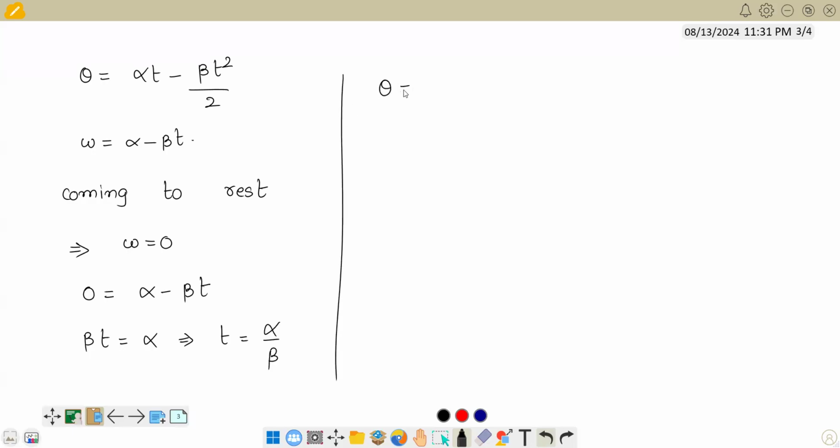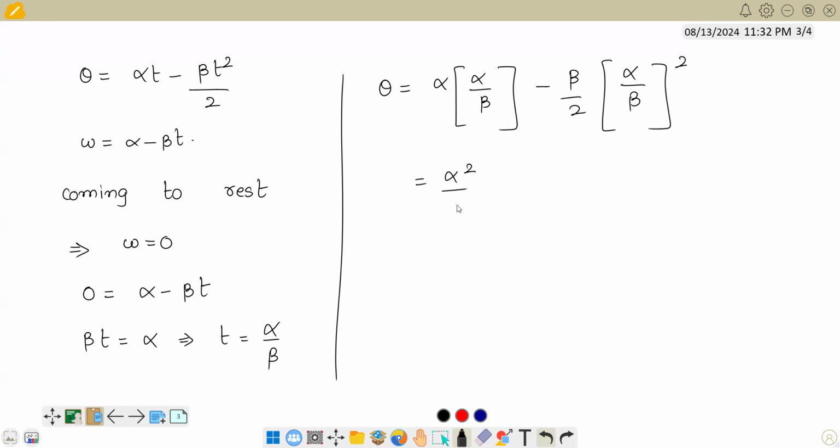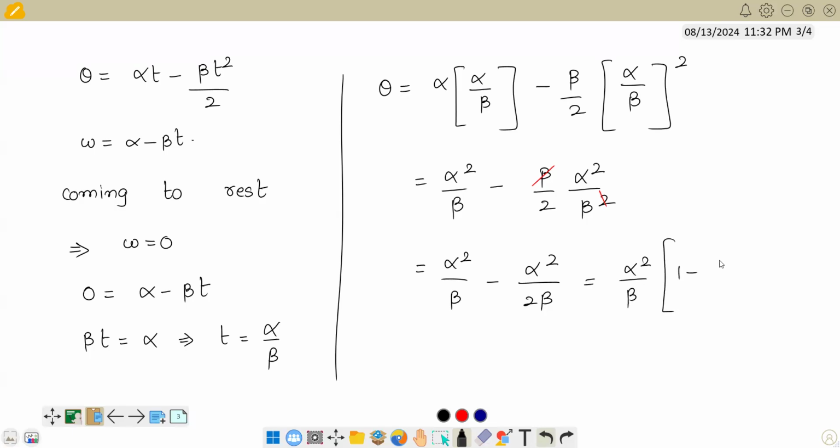Substitute that alpha by beta here. So theta equals alpha into alpha by beta minus beta by 2 into alpha by beta whole square. So you'll get alpha square by beta minus beta by 2 into alpha square by beta square. Out of two betas, one beta we can cancel out. So I'll get alpha square by beta minus alpha square by 2 beta. Taking alpha square by beta common, 1 minus 1 by 2, full pizza minus half pizza would be half pizza. So you'll get alpha square by 2 beta, which would be option 1.